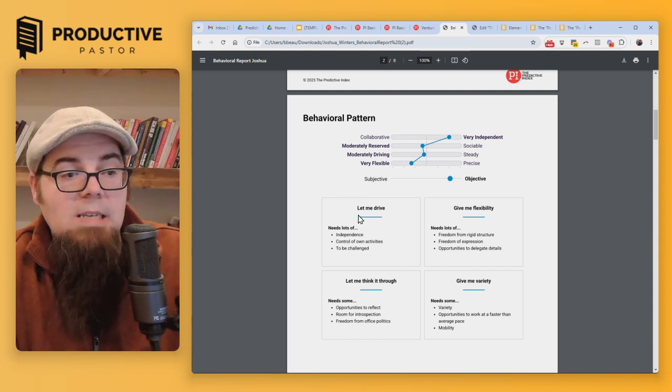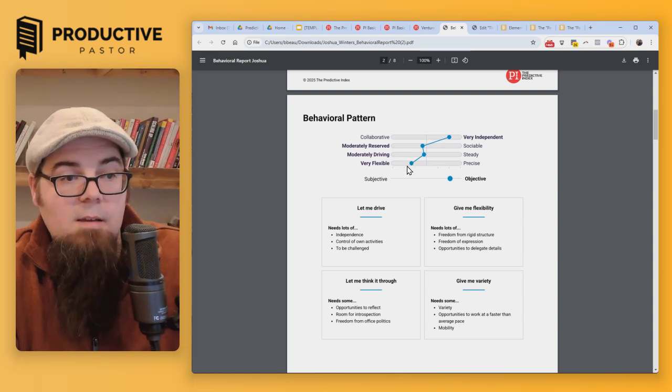So the biggest need for this person is to let me drive. They need independence, control of their own activity, to be challenged. They need lots of freedom from rigid structure, right? This is that flexible, very flexible. Let me think it through. This is that B drive. And then the C drive is give me variety, but it's just barely, somewhat, needs somewhat of this.